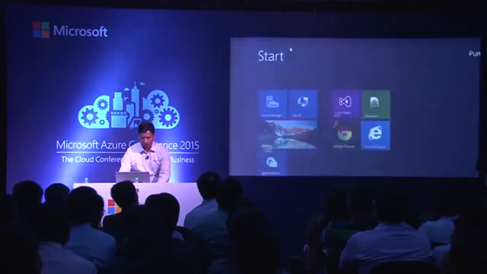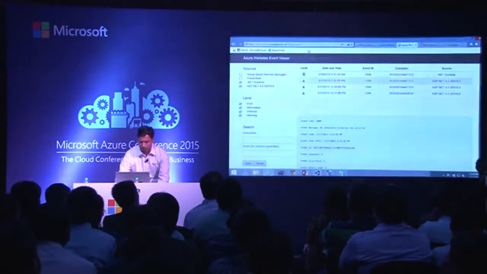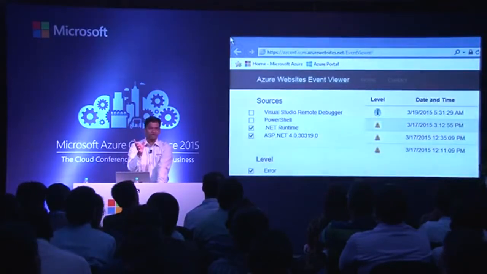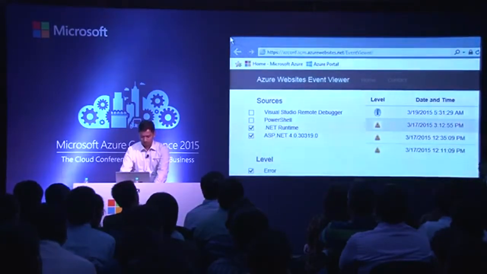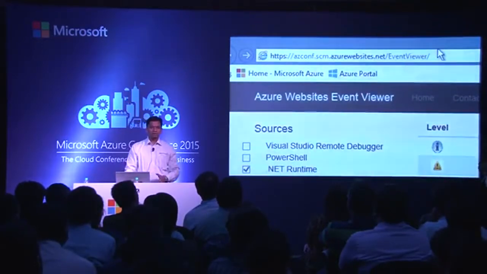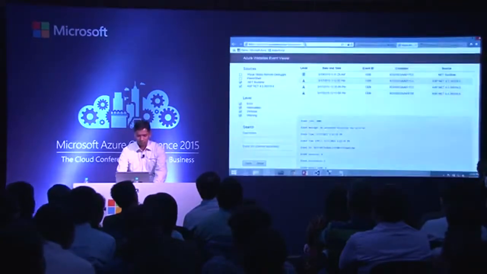For example, if I go back to my event viewer, if you notice the URL, how this event viewer we are able to hit is basically the Kudu console URL and the name of my site extension. So likewise, support portal is nothing else but a site extension which is running in the Azure website. So let's now show you what it is.